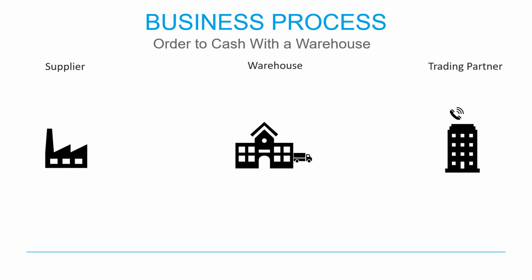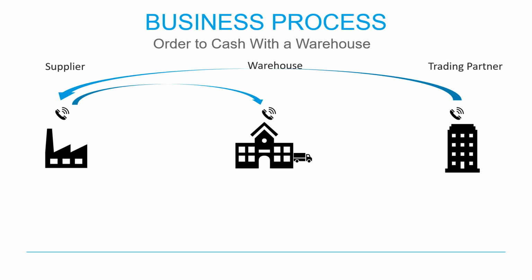So the business process is order to cash with a warehouse. This process consists of the steps required to accomplish the task at hand. In this case, the trading partner wants to order items from the supplier and have them shipped to their location. The supplier in this case has a 3PL or an outsourced warehouse, so the business process gets a little bit more complicated. Without EDI, the trading partner would pick up the phone, call the supplier, and place an order. The supplier would enter the order into their ERP system, and then they'd call the warehouse to fulfill and ship the order. The warehouse would confirm the shipment with the supplier, so they could then send out the invoice to the trading partner.